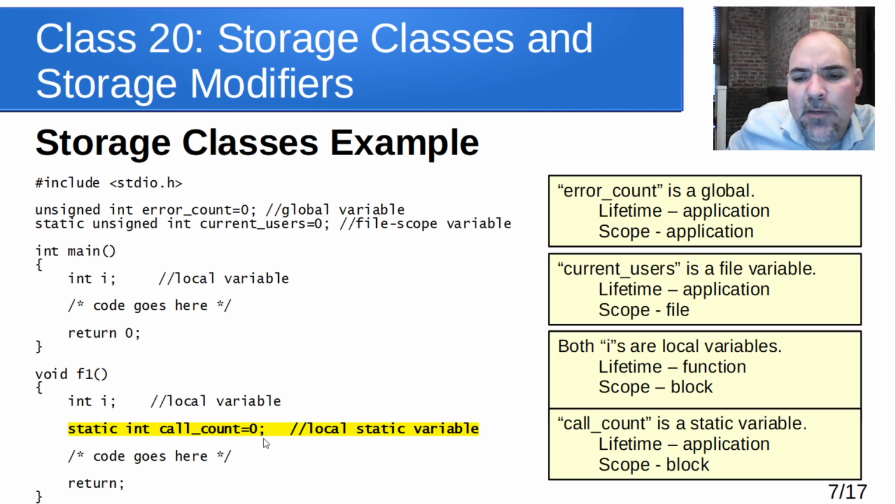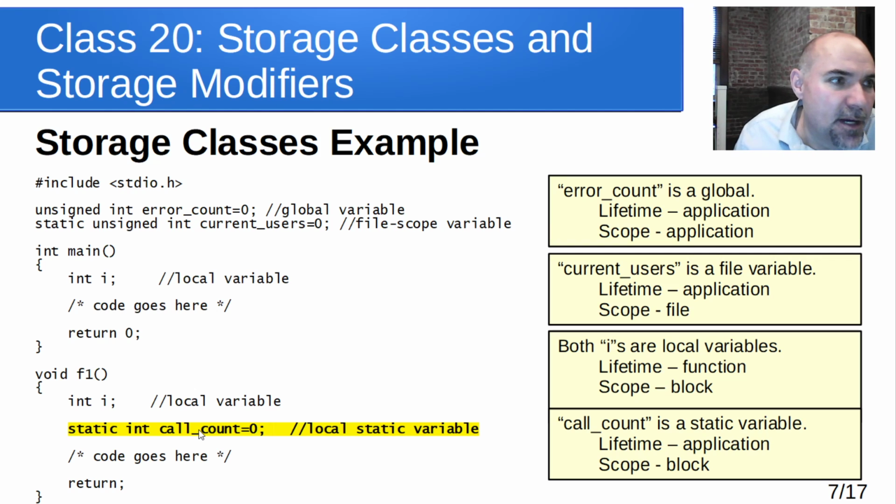That's a local static variable. And local static variables have a scope that's the same as a local variable up here, block scope, meaning it's only accessible from inside this function. But they have this unique property that allows them to have a lifetime of application lifetime. In other words, even though this variable is only accessible inside of this function f1, it'll hold on to its value from one time we call the function to the next time we call it.